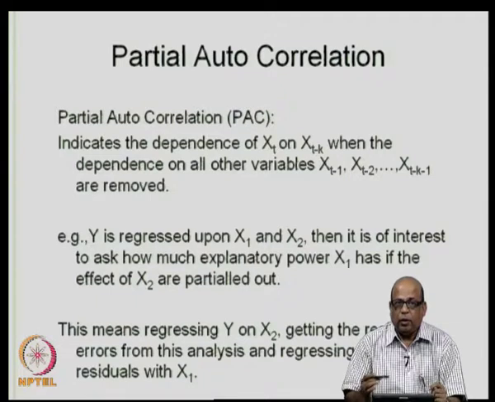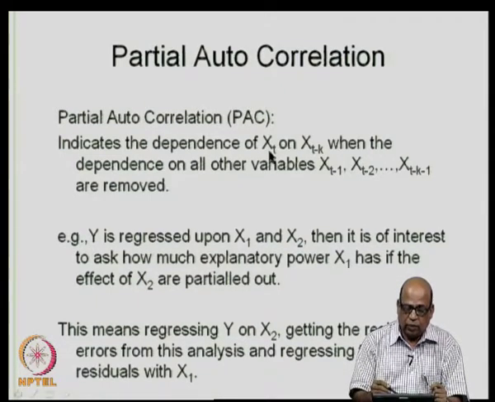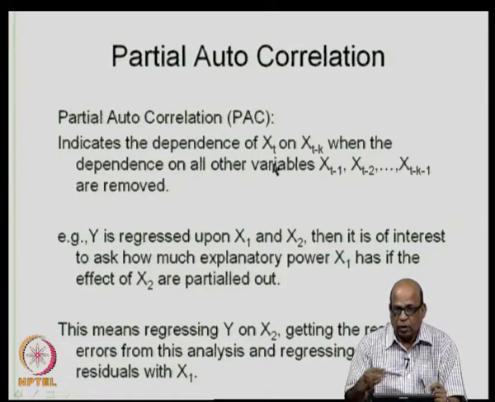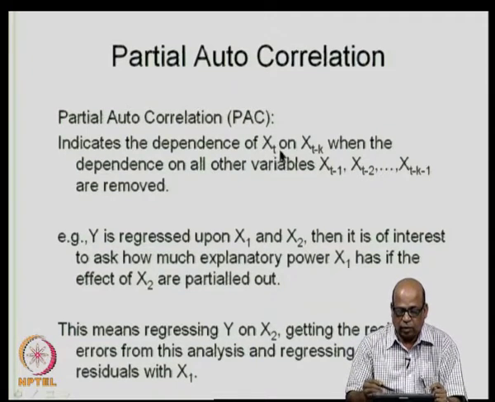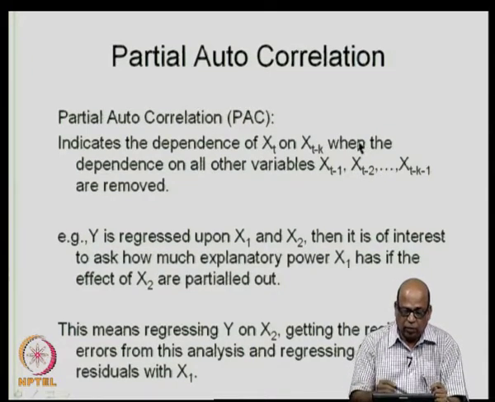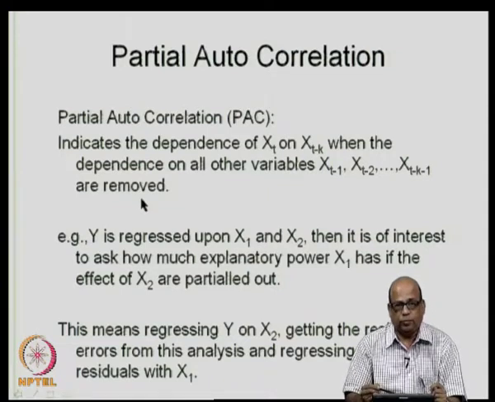Now, the partial autocorrelation indicates the dependence of one variable x t on x t minus k. We are talking about autocorrelation, and therefore, the same variable at various time periods, x t on x t minus k, when the dependence on all other variables x t minus 1, x t minus 2 etcetera, up to x t minus k plus 1 are all removed.